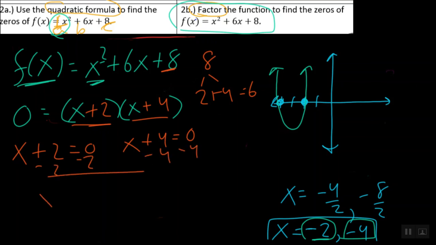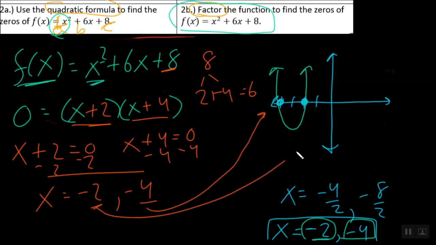And once again, you're probably saying, you know what, Mr. Hastings, this is way easier to find the solutions, because negative 2 and negative 4, there's negative 4, there's negative 2. It gives us the same answer as the quadratic formula. However, remember, not everything factors, but the quadratic formula will work always and forever.